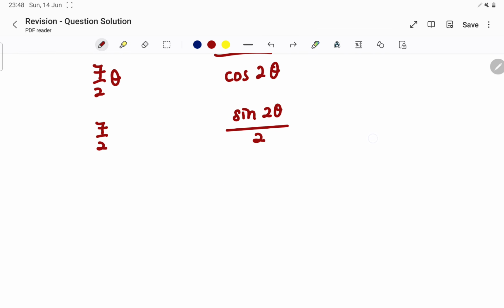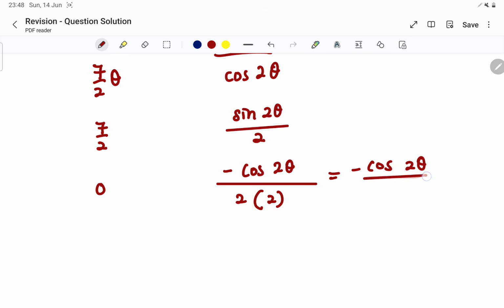So the next one, 7/2, you have to differentiate again, you're going to get 0. And then sin 2θ over 2, you have to integrate, which you're going to get negative cos 2θ, divided by, you have 2 already, the constant, so maintain it, and then multiply with the differentiation of 2θ here, which gives 2. So the answer is negative cos 2θ divided by 4.